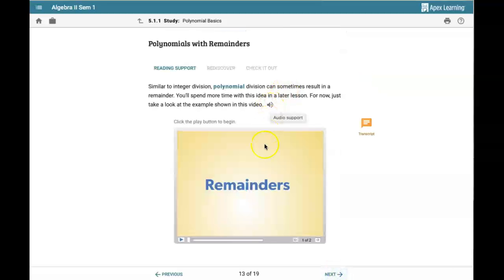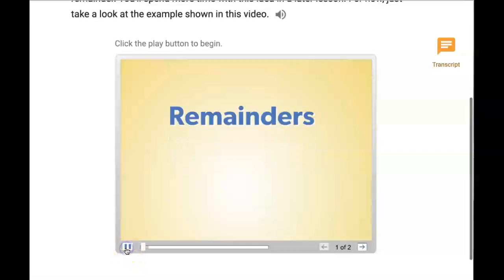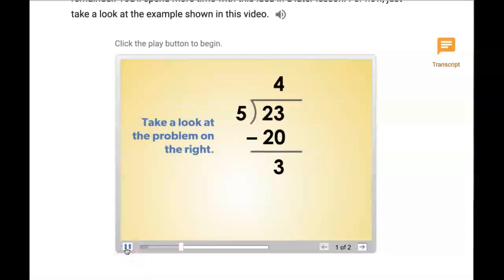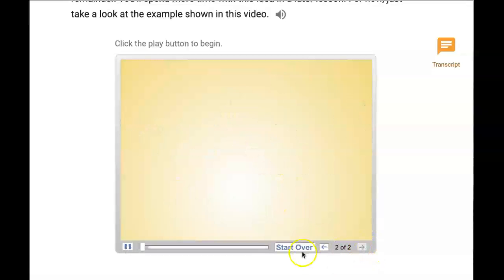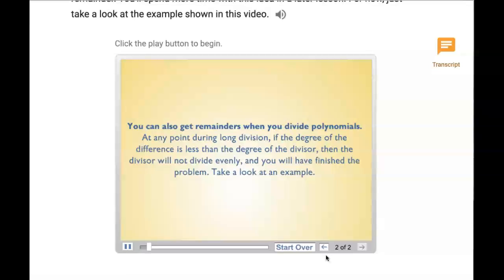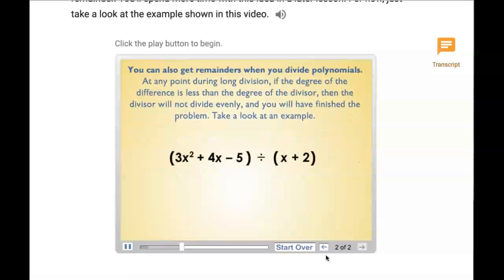So again, similar to integers, here is more on the remainder and what that looks like for polynomials. Take a look at the problem on the right. 23 divided by 5 is equal to 4, with remainder 3. So again, 3 divided by your original divisor. You can also get remainders when you divide polynomials. At any point during long division, if the degree of the difference is less than the degree of the divisor, then the divisor will not divide evenly, and you will have finished the problem. Take a look at an example.